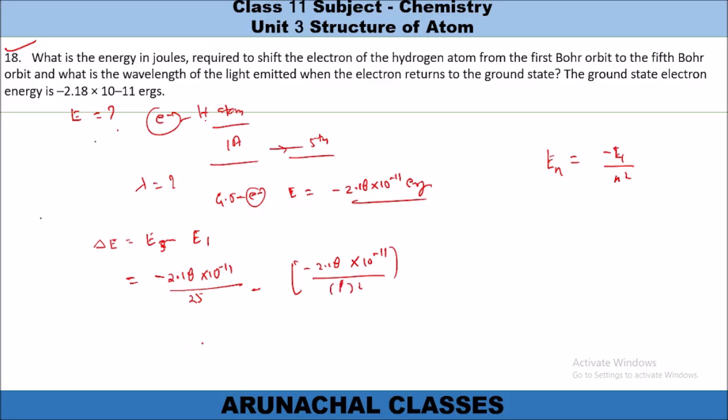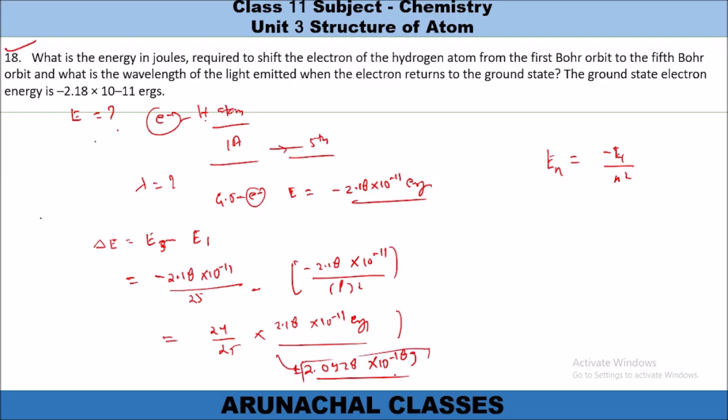Now solve this one. If we solve this one, we get 24 upon 25 multiply with 2.18 multiply with 10 power minus 11 ergs. So in this way we have come across the solution. Before we move on to the next case, we can finalize the answer in joules also: 2.0928 multiply with 10 power minus 18 joule. So this will be the final answer for this case.